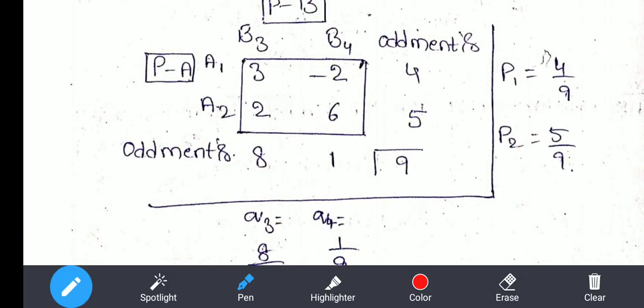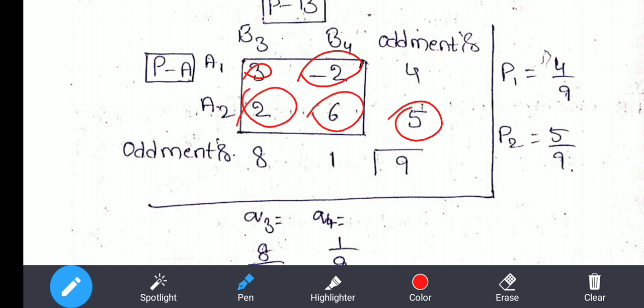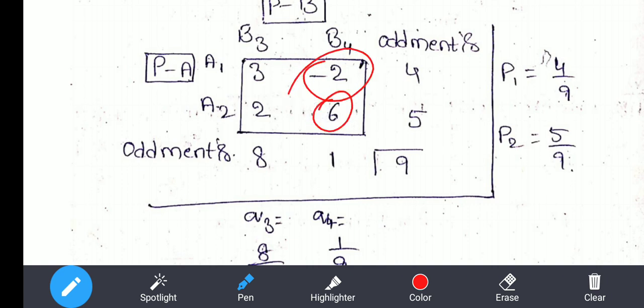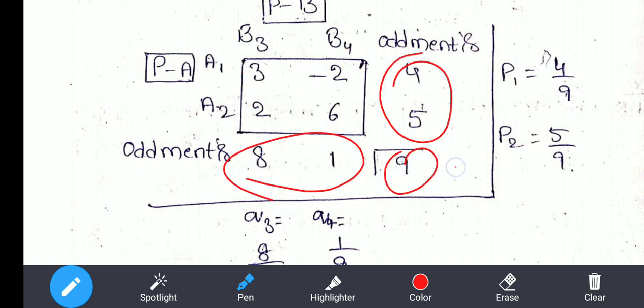So now you can find the oddments. Maximum minus minimum: 3 minus of minus 2, that is 3 plus 2, which means 5. 6 minus 2, maximum minus minimum, will be 4. In the column-wise also, 6 minus of minus 2 is 8, and 3 minus 2 will be 1. So the sum of these two will be 9, and the sum of these two also will be 9.